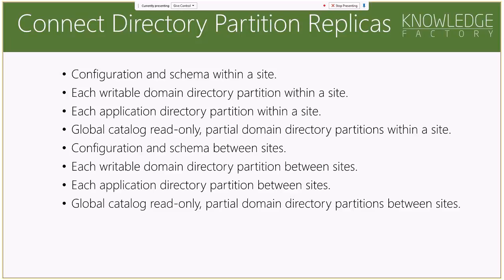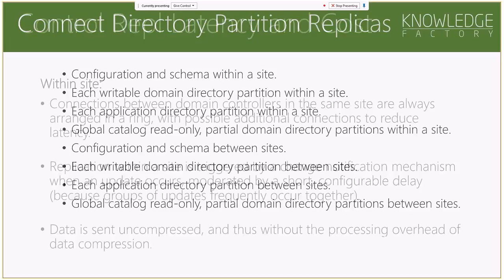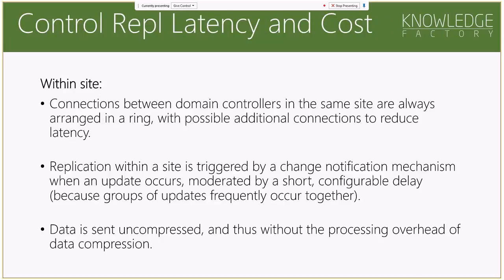So the replication transport protocols determine the manner in which replication data is transferred over the network media. So your network environment and server configuration will dictate the transports you can use. Control replication latency and cost. So replication latency is inherent in a multi-master directory service. A period of replication latency begins when a directory update occurs on an originating domain controller and ends when replication of the change is received on the last domain controller in the forest that requires the actual change.